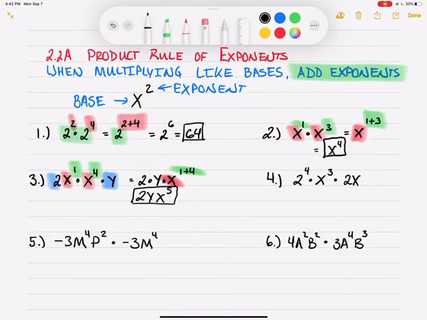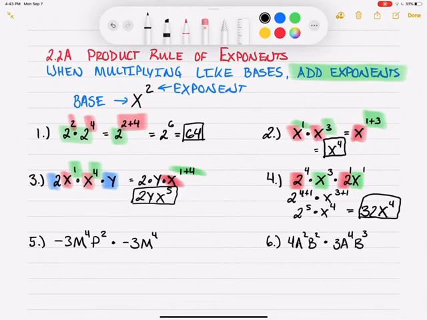In example 4, here's my like bases. I have an x, and I have some 2's. So I'm going to put the 2's together with their exponents. The second 2 has an exponent of 1, and so does the second x. So this becomes 2 to the 4 plus 1 power times x to the 3 plus 1 power, which will simplify to 2 to the 5th times x to the 4th. And 2 to the 5th power is 32. So this becomes 32 times x to the 4th power.